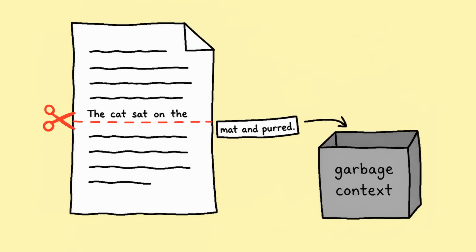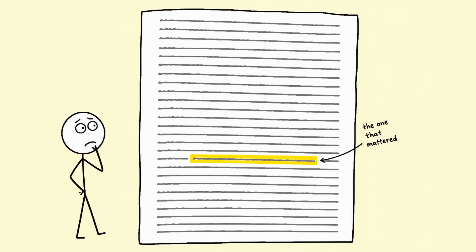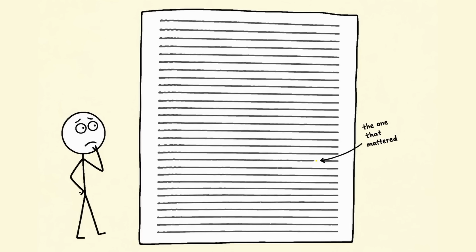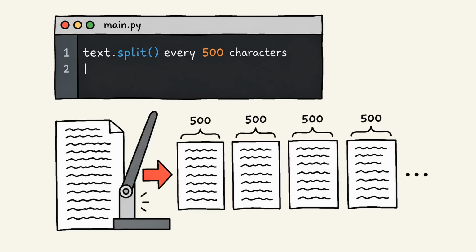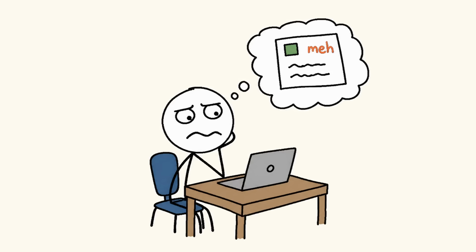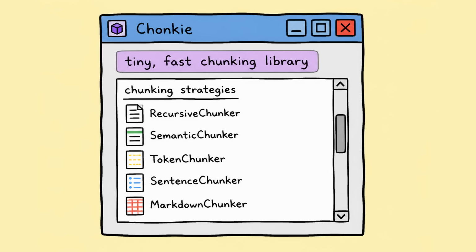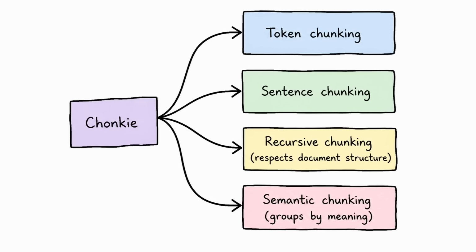Split mid-sentence, and yeah, you just handed the model garbage context. Split too coarse, and you bury the one paragraph that mattered inside this wall of noise. And most people just write a text.split on every 500 characters and call it done. And then they sit there wondering why their answers are kind of mediocre. Chonkie's a tiny, fast little library that gives you actual chunking strategies instead of that naive split.